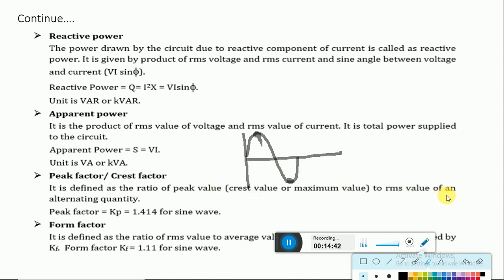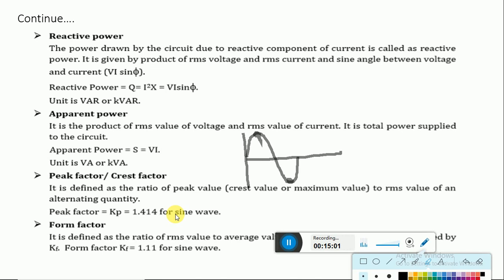to the RMS value of the alternating quantity, and this value is important for the calculation of examples for AC circuits. Now peak factor is denoted by Kp, and the value of peak factor is 1.414 for a sine wave.